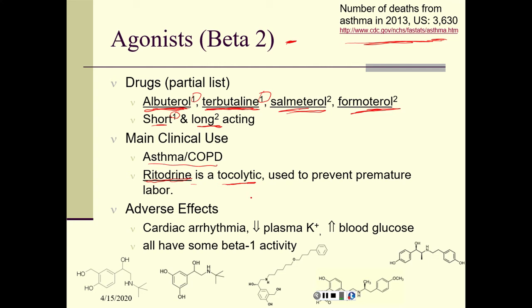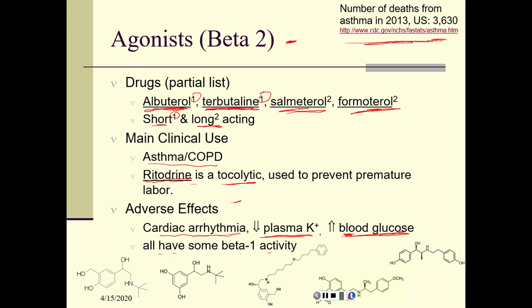These drugs collectively have some adverse effects, and that is that they may have some effect on the heart, right? Because they're not purely beta 2 specific, and may cause some arrhythmias. They may cause a reduction in plasma potassium levels, which is dangerous for somebody with a heart condition. They may increase blood glucose levels as well, right? Which will be important for somebody that has the disease of diabetes, right? And they do that because they all have at least a little bit of beta 1 activity.